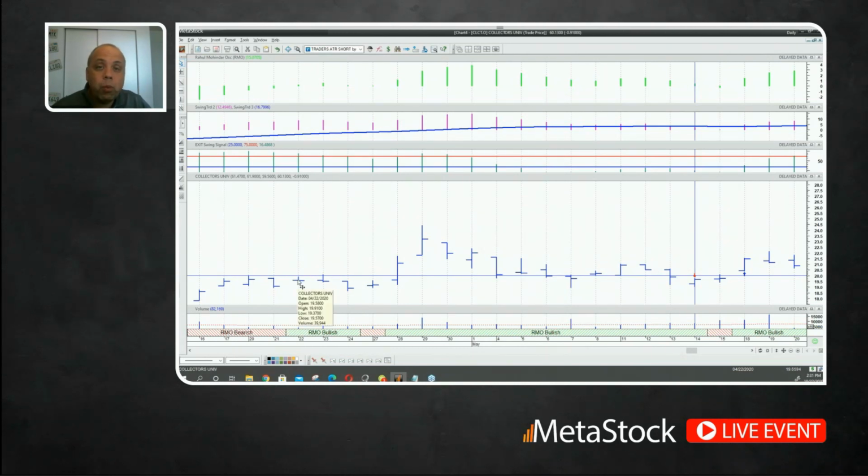There's a couple of ways that Rahul teaches to place a stop. Okay, I'm going to show you both, and then I'll tell you my preference.